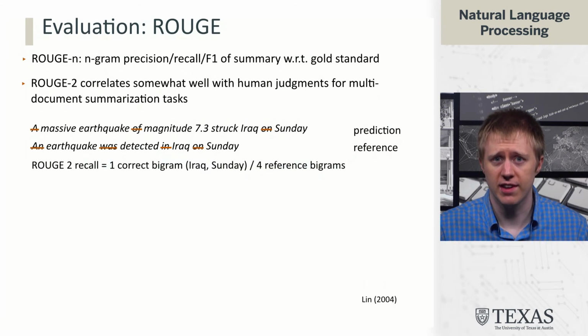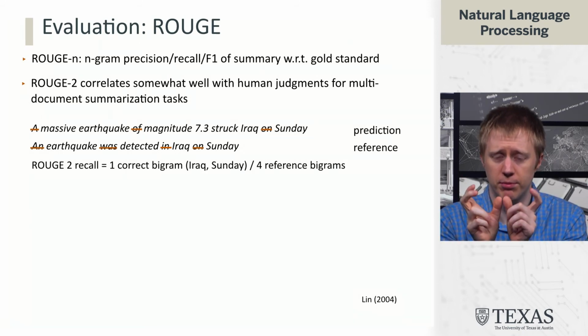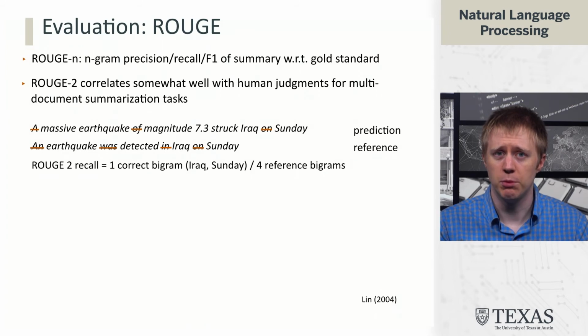And then to assess the Rouge 2, we look at the different bigrams and ask, what bigrams matched between the prediction and the reference? In this case, "Iraq Sunday" is a bigram. So we deleted "on," right? So that word pair is now next to each other. And we had 4 bigrams in the reference.